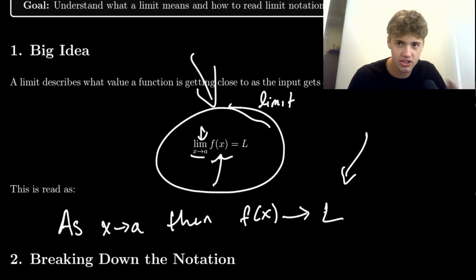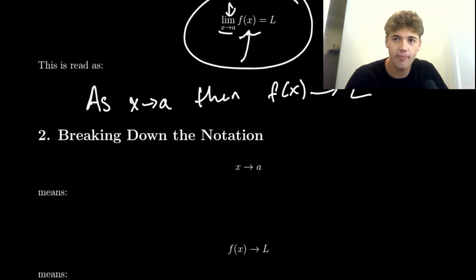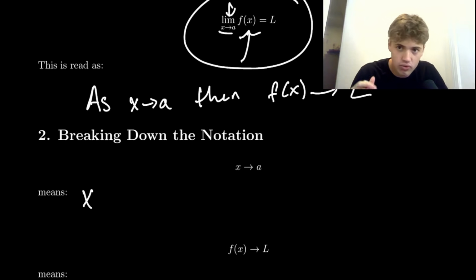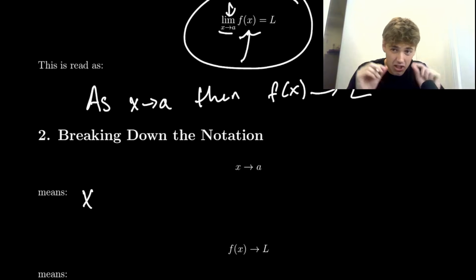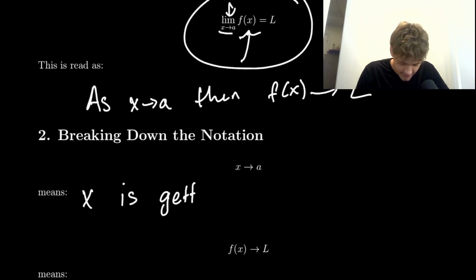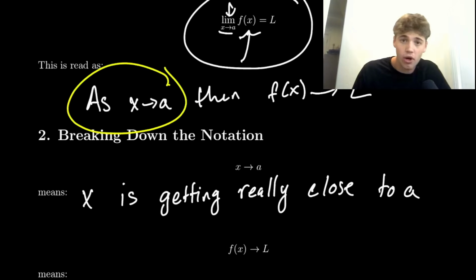All we're doing today is just discussing verbally and maybe a little graphically what the limit is. So I have this x arrow a. What am I saying by x arrow a? As x arrow a means x is getting extremely close to a in the domain. And a is just some number. X is getting really close to a. That's what we mean by this first part right here.